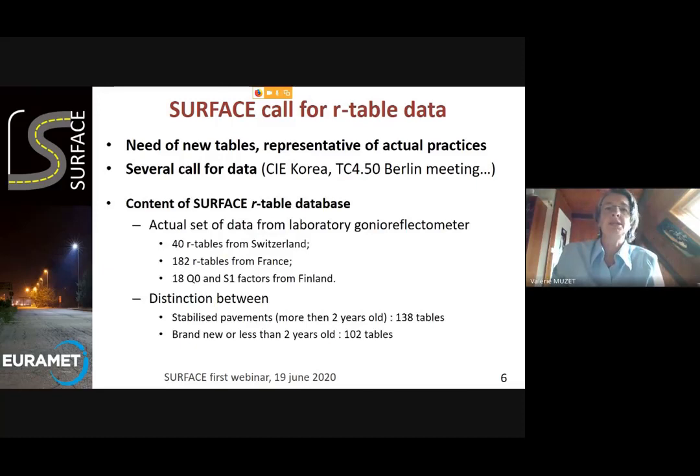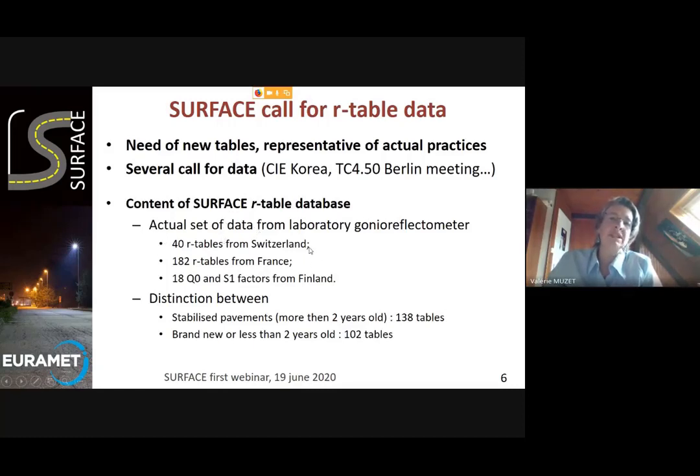In fact, we first decided to focus on laboratory gonio-retroreflectometer data. This is why I will not speak of portable devices here. This is also why we did not take into account Nordic measurements, because they were done with a portable device. To begin, we use data from laboratory gonio-reflectometers, and these are the tables we have.